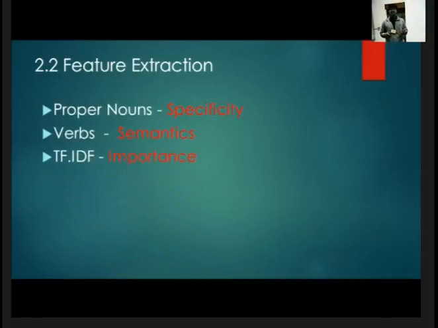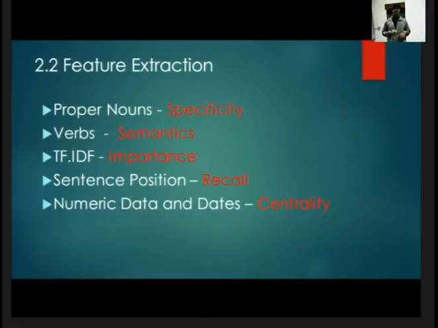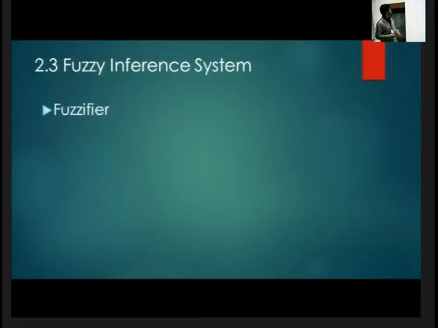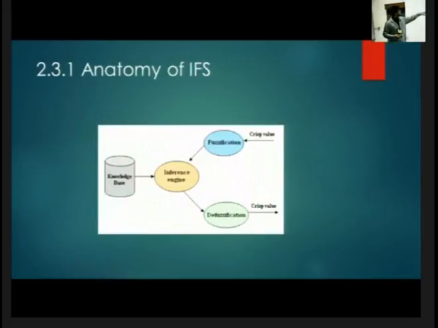And TF-IDF, term frequency inverse document frequency, I'm not going to go completely into that, but I use log normalization to dampen the effect. Sentence position: suppose you have a document. It turns out that the first paragraph is usually the introduction, which usually has important sentences. The last paragraph has important sentences because of the conclusion, and everything in between is weighted appropriately. And there's numerical data and dates which have their role. And the fuzzy inference system has a fuzzifier, a knowledge base, and fuzzy inference. The fuzzy inference engine interacts with the knowledge base, and the knowledge base has some rules which you define. For example, you usually have if and then clauses.